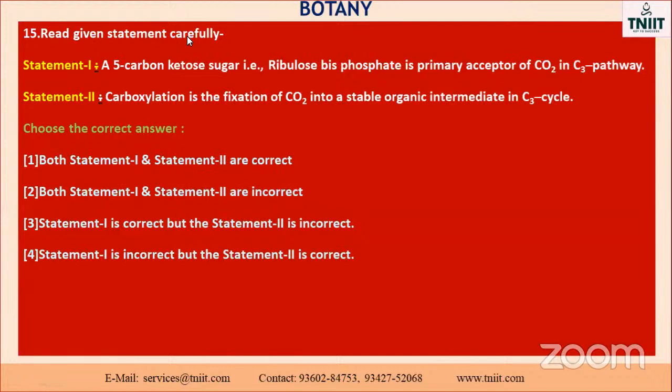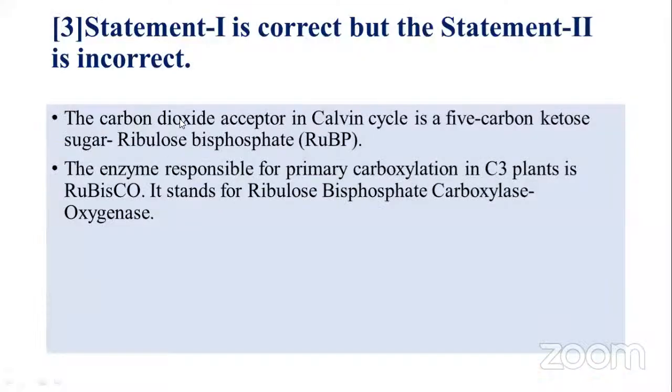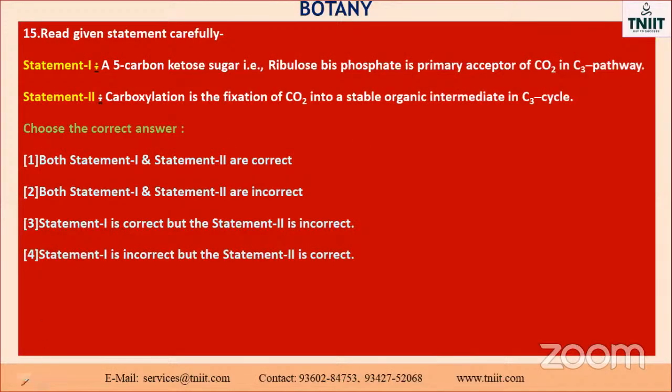Read the given statement carefully. The 5-carbon keto sugar, ribulose bisphosphate, is the primary acceptor of carbon dioxide in the C3 cycle. Note it down, my dear students. The carboxylation is the fixation of CO2 into a stable organic intermediate in the C3 cycle. Which is the correct answer, my dears? Already you know carbon dioxide is accepted by ribulose bisphosphate, resulting in the formation of a C3 compound, which is, I think, glyceric 3-phosphate. No, see here. The carbon dioxide acceptor in the Calvin cycle is the 5-carbon keto sugar, ribulose bisphosphate, RuBP. So the first one is correct, isn't it? The first one is the correct statement.